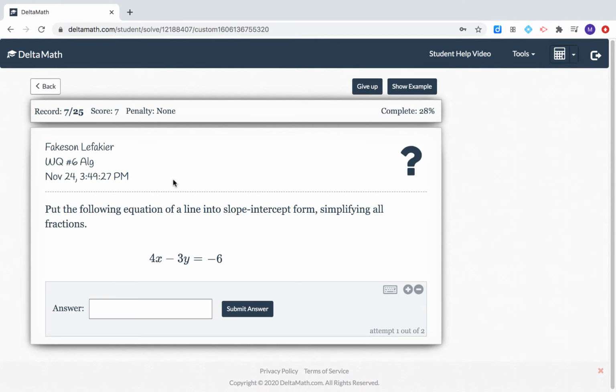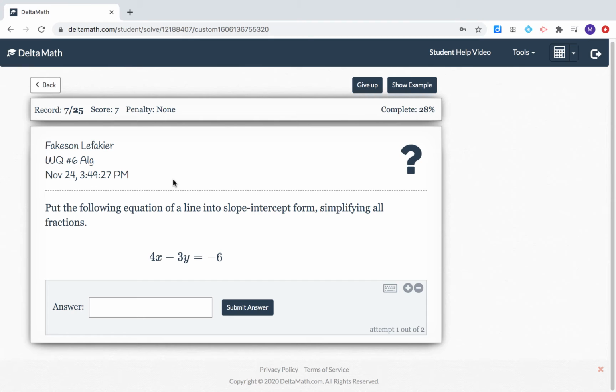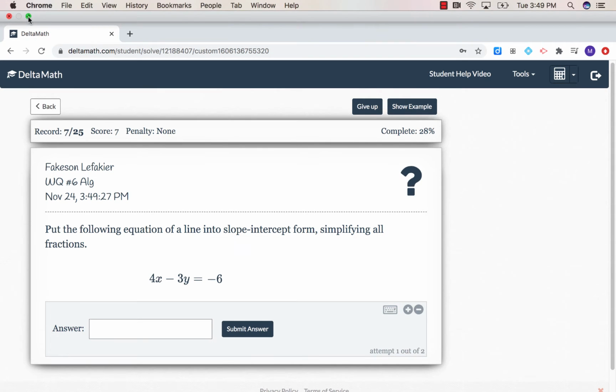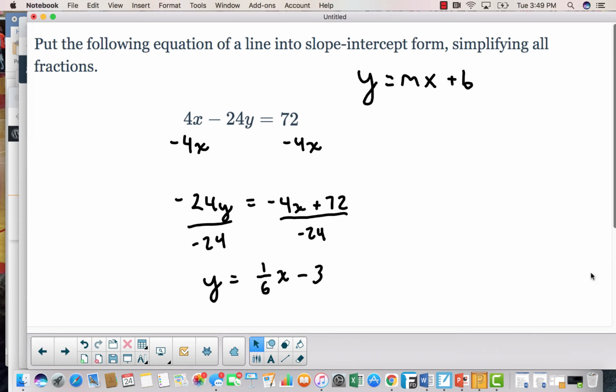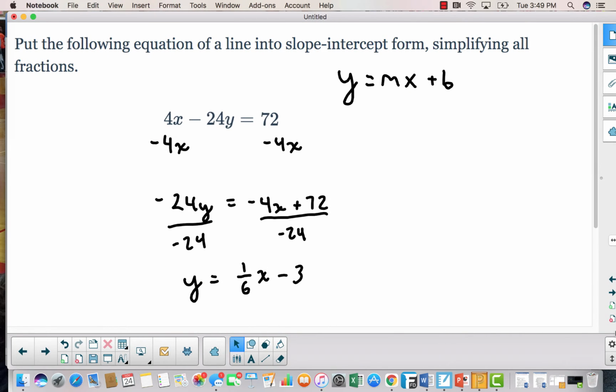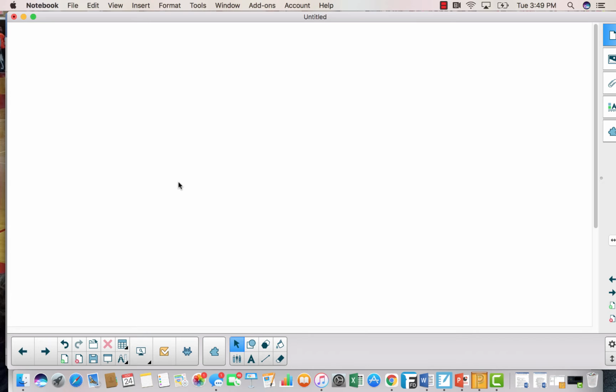Let's try the next one here. It says put the following equation of a line into slope-intercept form, simplifying all fractions. I guess that's a key detail, because sometimes I say don't simplify the fraction. It's just easier that way. 4x minus 3y equals 6. So for this one, I'm actually going to show some work, because I don't think this is one of those things that you can do in your head. So it's 4x minus 3y equals 6.